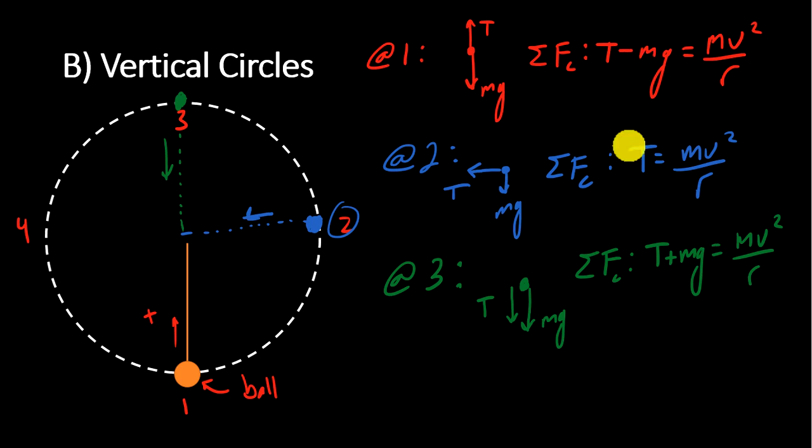Again, I have things plus or minus, not because they're up or down. That's what we used to do. It's positive if it's towards the center. It's negative if it is away from the center. And so for the circles, and if you do 4, it's going to look very similar to number 2.